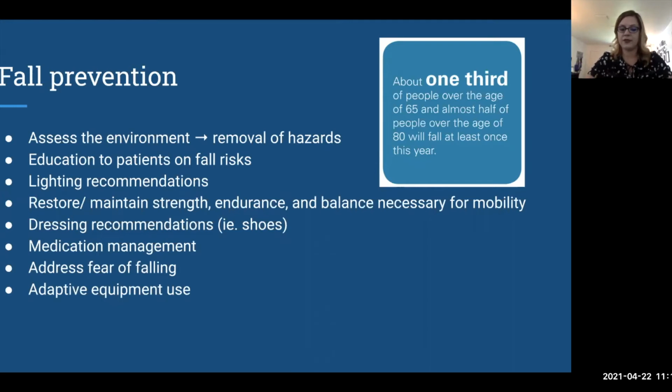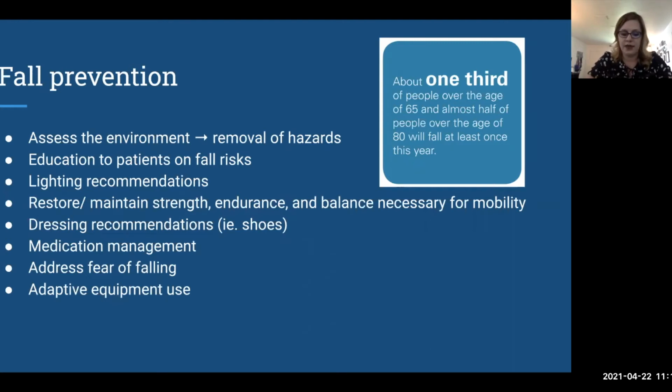So where does the patient frequent? Are there areas of low lighting in their home? We can restore and maintain the strength, endurance, and balance necessary for mobility. We can provide dressing recommendations. So what type of shoes are safe for ambulation? We can provide assistance with medication management. Which medications may make the patient drowsy? Which medications create a fall risk? Are there times of the day the patient should be taking these medications?